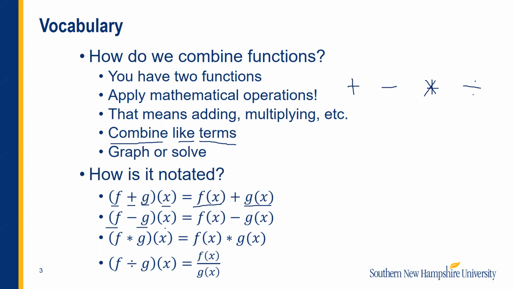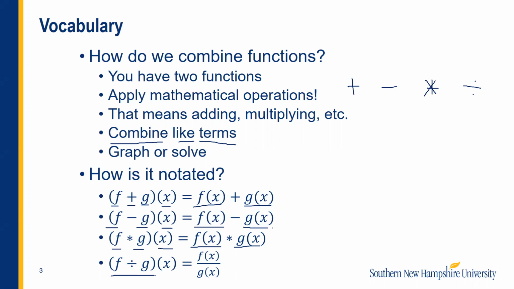F minus g of x is the same thing as saying f of x minus g of x. It means that you would be subtracting one function from the other, and you have to be really careful with subtraction to look for the negatives and see what stays negative, what becomes positive, what's going to happen when I distribute the negative. So we'll go over that in an example. We also have f times g of x. Well, that means the same thing as f of x times g of x. Totally fine to use multiplication of functions.